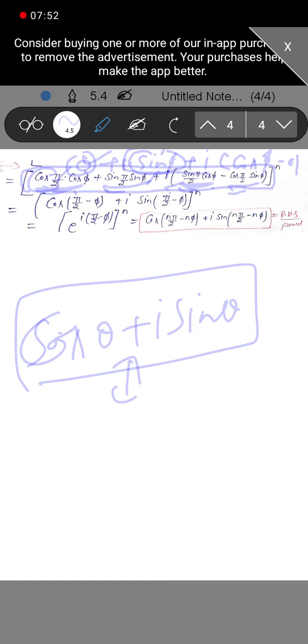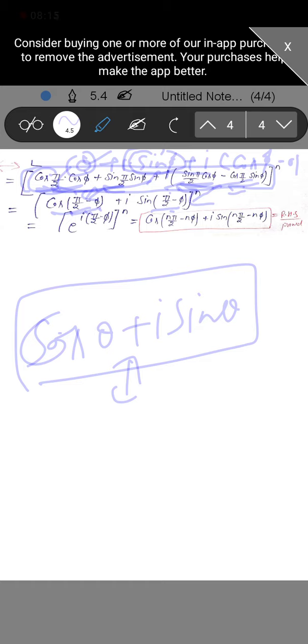After that, you can observe this is nothing but cos of pi by 2 minus theta. I hope you all remember the cos a minus b formula. So this is nothing but the same formula, cos of pi by 2 minus phi, and again this is nothing but cos of pi by 2 minus phi. So we have just rewritten this in the cos of pi by 2 minus phi pattern.